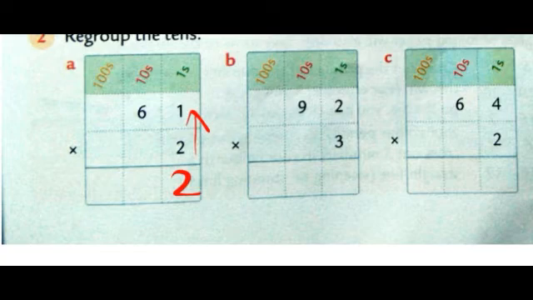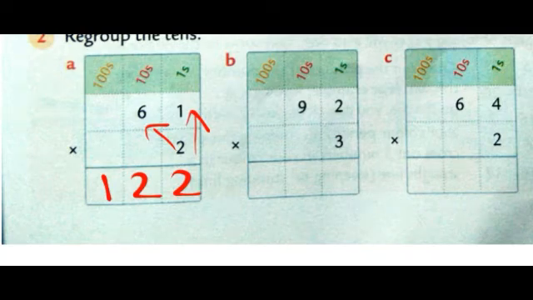Okay. Now see the next step. Now we have to multiply 2 with 6. So what is 2 sixes are? 12. Simply write it here. 2 sixes are 12. See, like this way. Okay. Now see the next one.